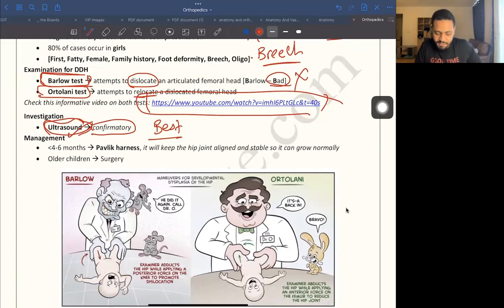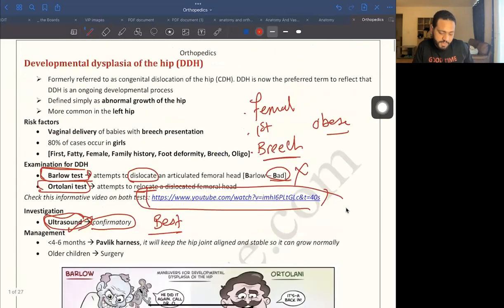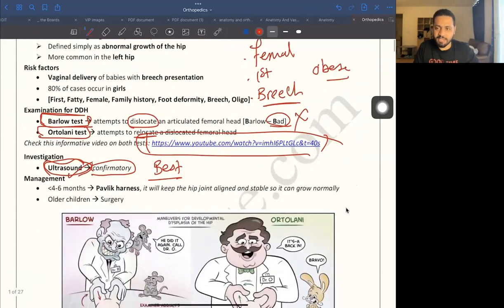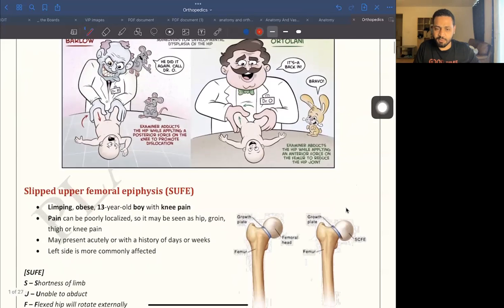So again, you have a child, usually a female, presented at birth with some hip problem, usually fatty, presented after vaginal delivery and breech as well. You do your examination, look, feel and move. There are two special tests, Barlow and the Ortolani test. Ultrasound is confirmatory and your management is Pavlik harness or surgery.